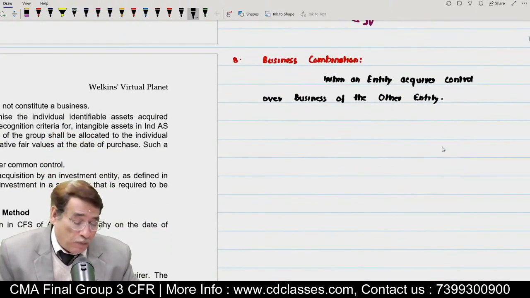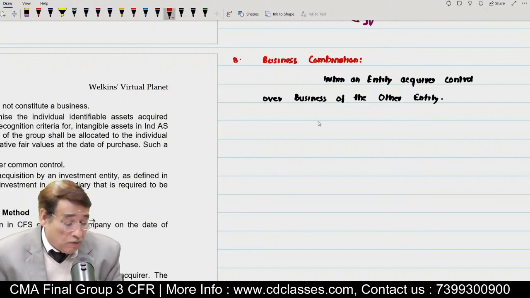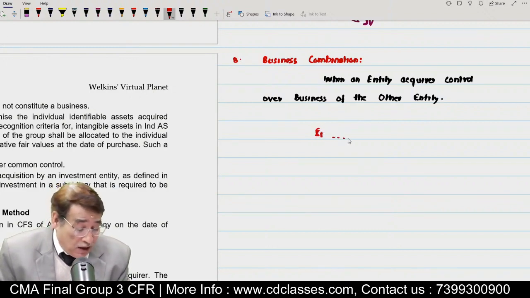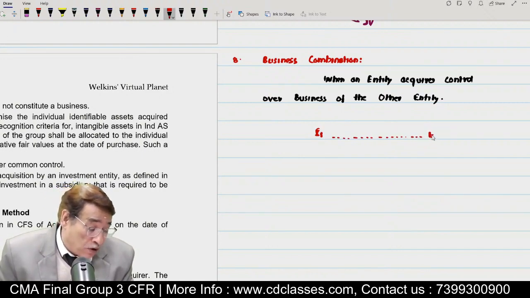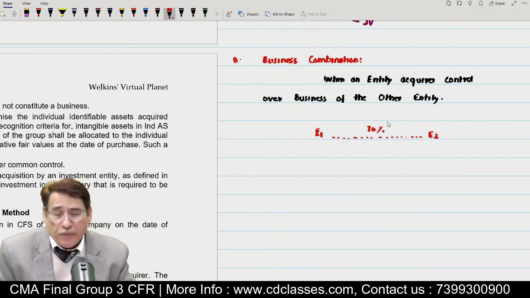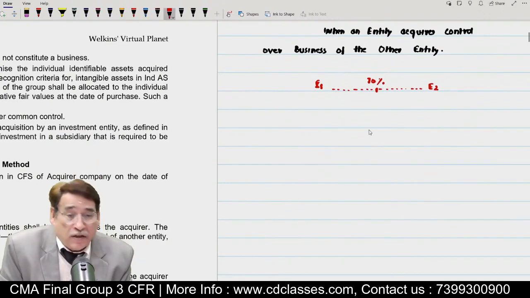Try to understand this particular point. For example, let us say there is E1. I have a habit of taking E1. You can take any other. Let us say E1 has got control over E2, because let us say it acquired 70% stakes in E2. So when we say E1 has control over E2, indirectly it means we have got the control over the business of E2. Is it clear to you or not?